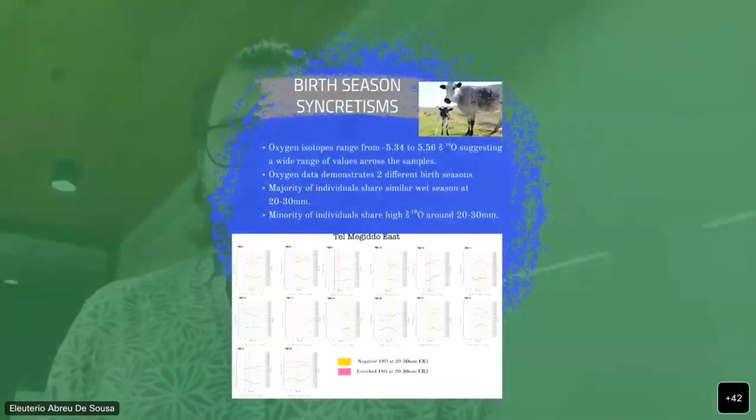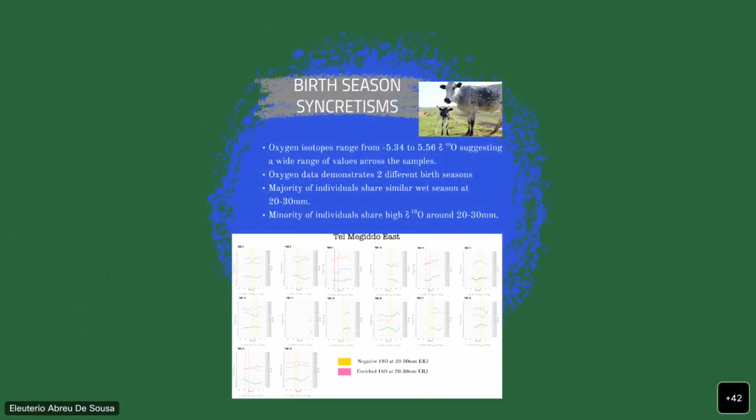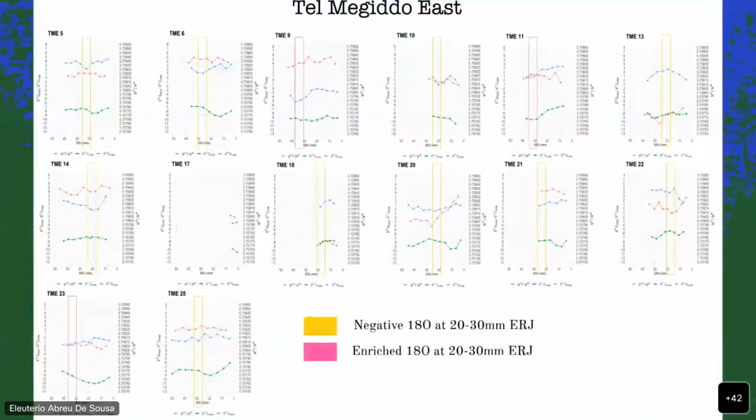First thing, when we look at the birth season synchronisms, we can see that the oxygen isotopes do range from negative 5.34 to positive 5.56. So we're talking about a fairly large gap in the oxygen isotopes here, suggesting a very wide range of values across the samples. TME9, sample number 9, has the lowest oxygen values that we see in the data set.